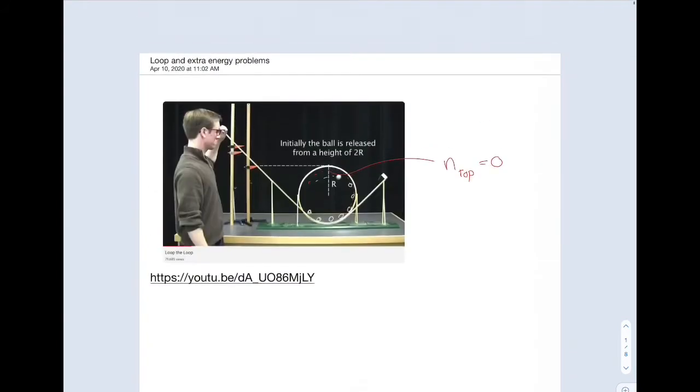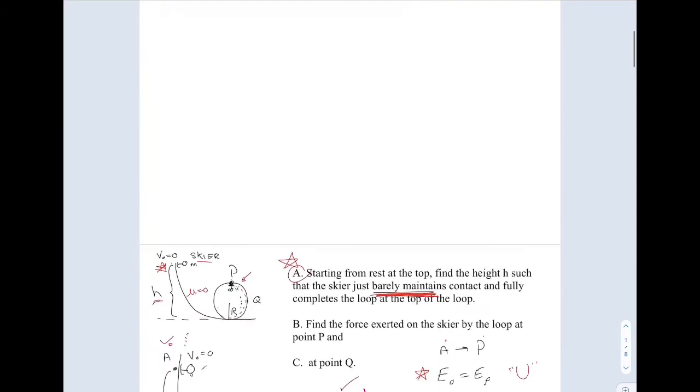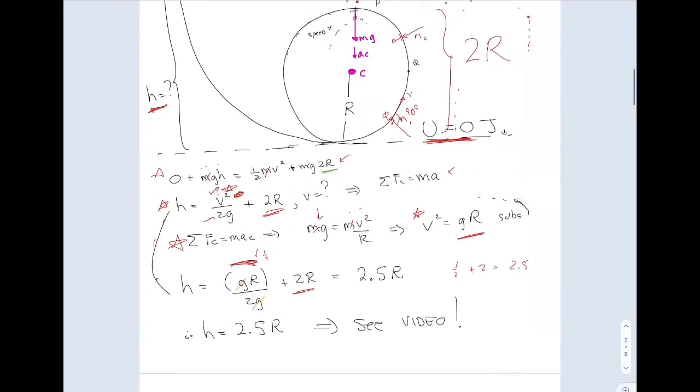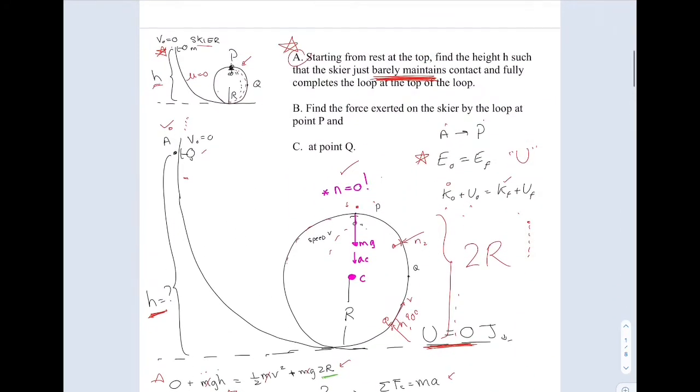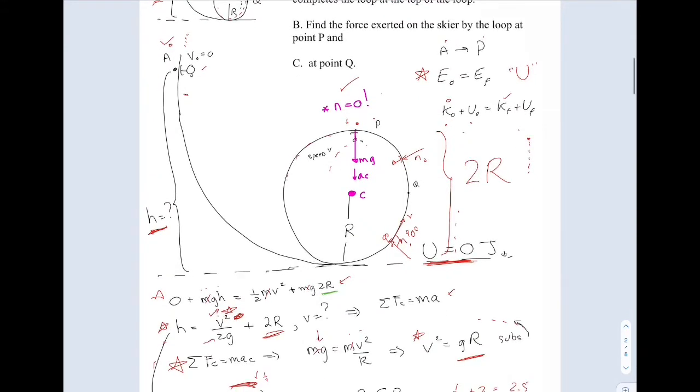So if you go back to that video, it shows here that he's releasing the ball from a height of about 2.5 up here. Okay. All right, so that was part A. So as long as this person starts from a height of 2.5 times the radius, then the normal force would be 0 at the top.